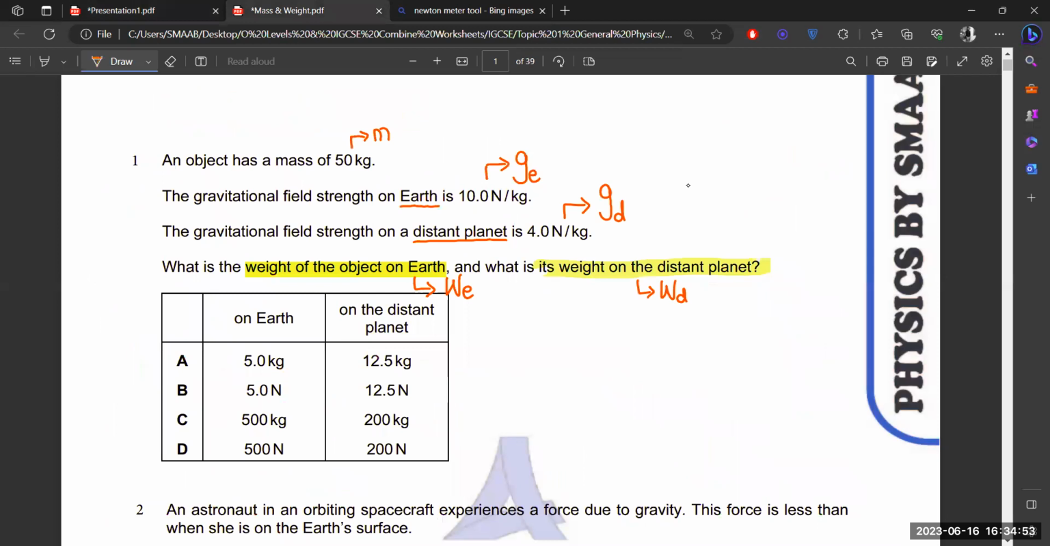No. Okay, so we need to find two different weights. So we write WE equals mgE, and the second one, WD, equals mgD. So why are we writing only m for both formulas? Why are we not writing mE or mD? Because there is only one quantity of mass mentioned in the question. So what is the reason we are not writing mE or mD? Why do we only write m for both formulas? Any idea?